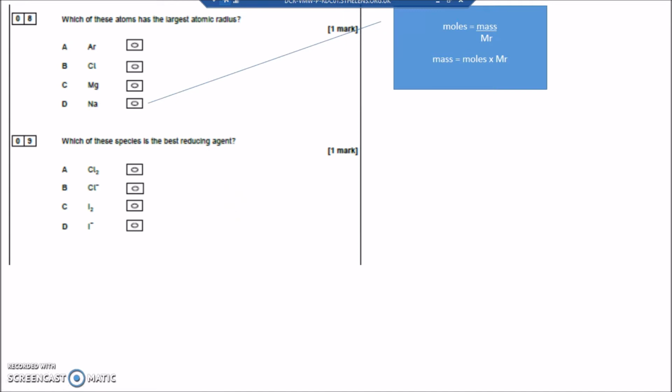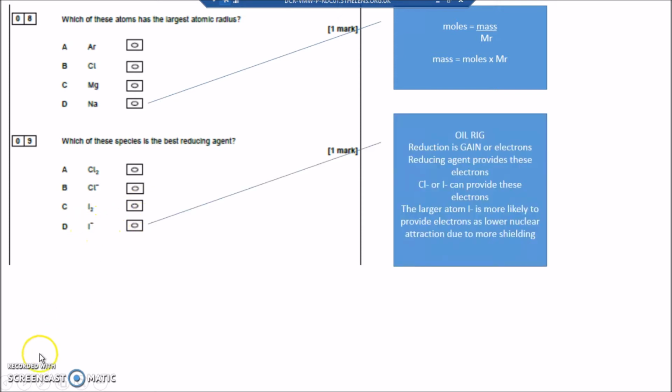So which of these is going to go through oxidation? Oxidation is loss. Which one's going to lose electrons? Well, I'm going to go for either B or D for a start because they've got an electron ready to lose. And which one is going to lose it most readily? Iodine, because it's further down the periodic table, it's bigger, and that electron that it's ready to lose is further from the nucleus, more shielding, less nuclear attraction, with it being further away from the nucleus. The answer is D.